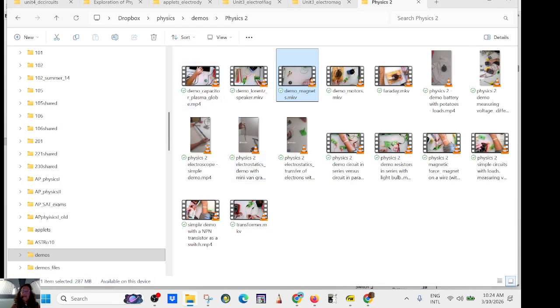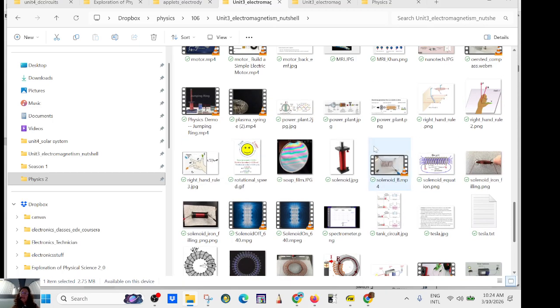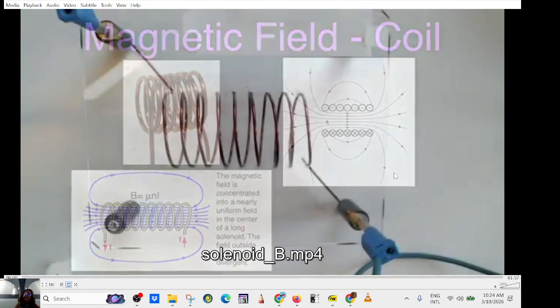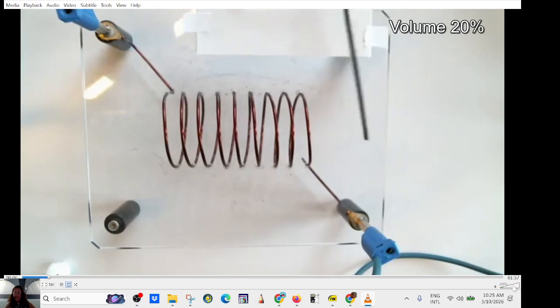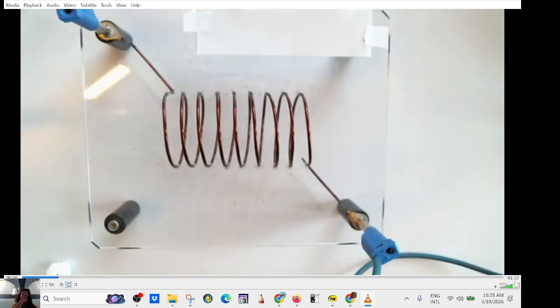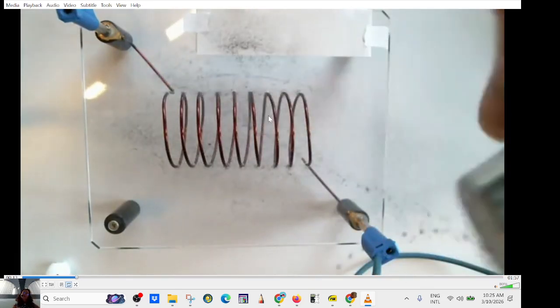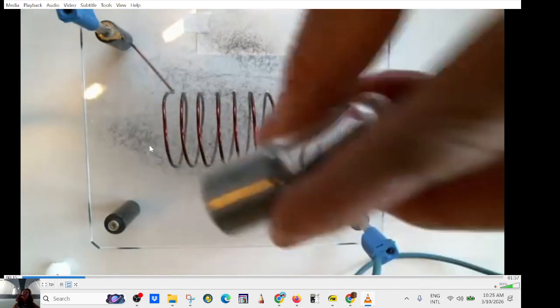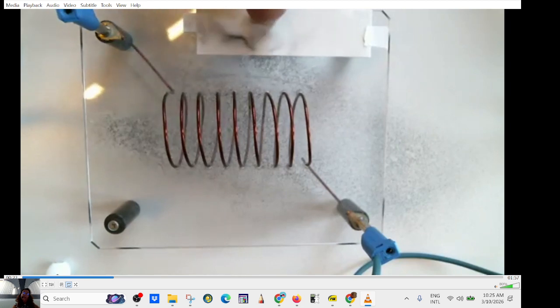Let's see if I have other videos. Plastic, and all you're going to do is take my iron filings and sprinkle them onto the plastic. See, these are the iron filings. You will see that magnetic field.